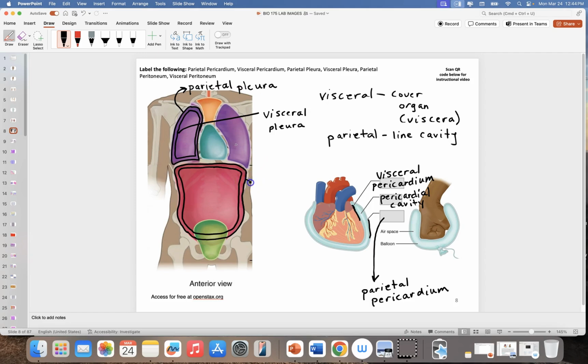Again, if we have our outer one, that's going to be parietal. This will be the parietal peritoneum. And then we have this inner one here. Just come around and draw a line on the inner one. And this is going to be visceral. So that will be the visceral peritoneum.